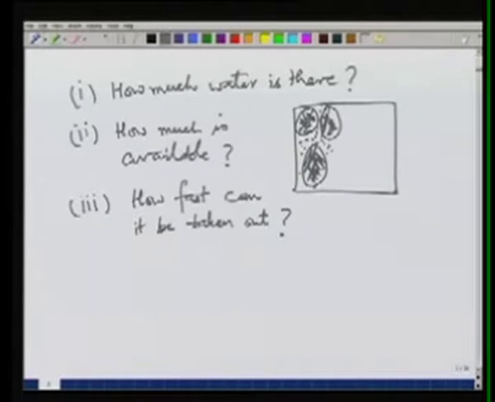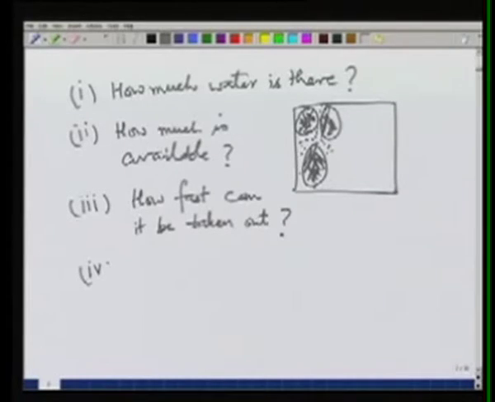Another thing which is important also is how deep is the water table, because the deeper it is, the more pumping cost we need to use. So the depth of the water table is also important. These questions need to be answered before we try to utilize this water resource which is available within the ground.